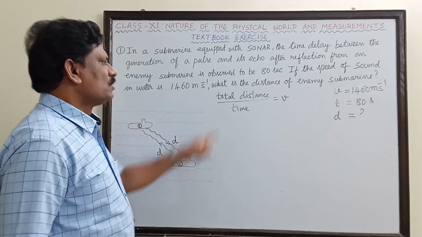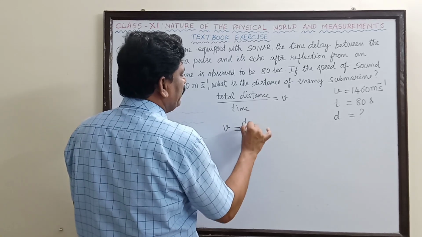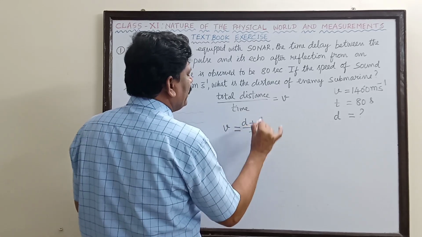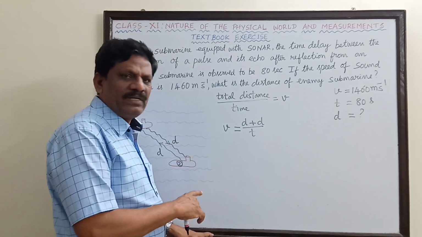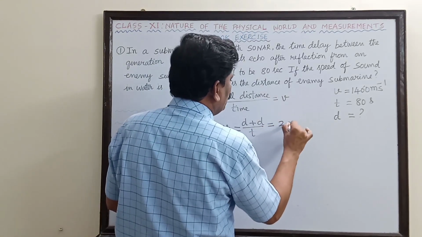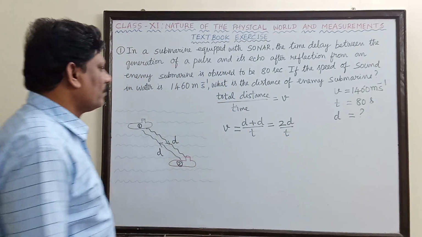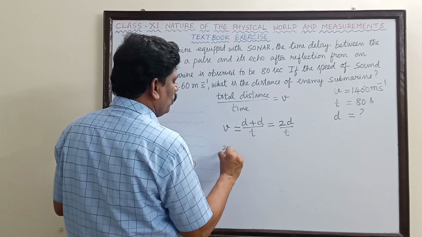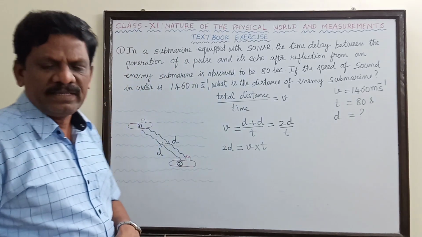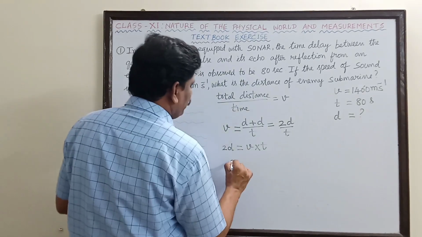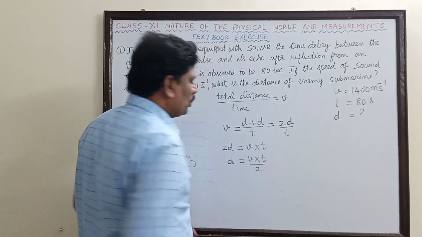So the total distance divided by time is equal to v, or v is equal to d plus d divided by t. Onward how much distance is d, return how much distance, that also is d. So this is equal to 2d divided by t. So 2d is equal to v into t. Therefore, d is equal to v into t divided by 2.